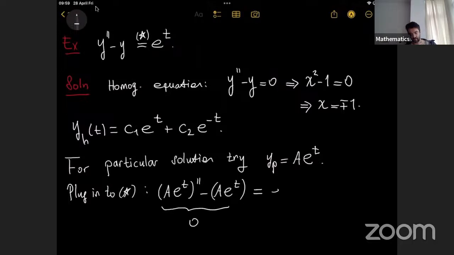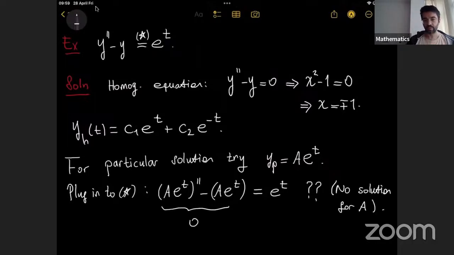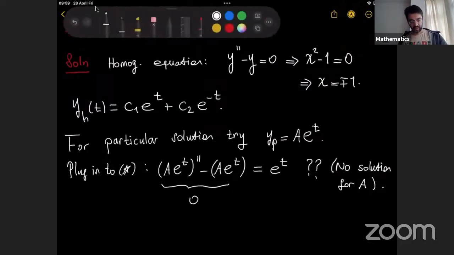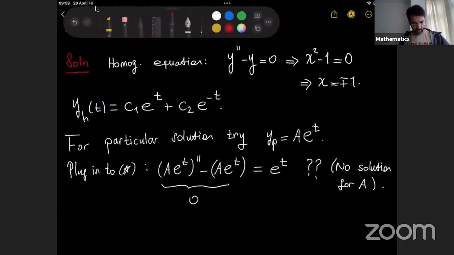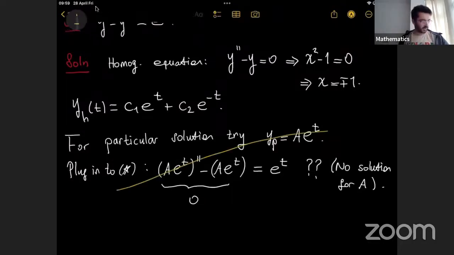Is equal to e to the t. So no solution for a, right? We don't get any constant a from this. So that means the particular solution cannot be this. It cannot be in this form. In that case, the trick is, so that's not a good choice.